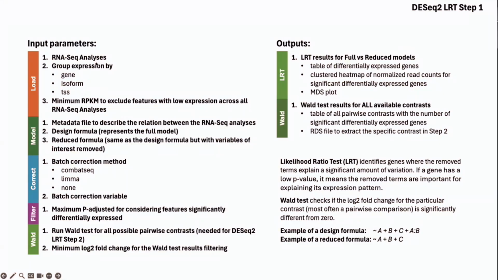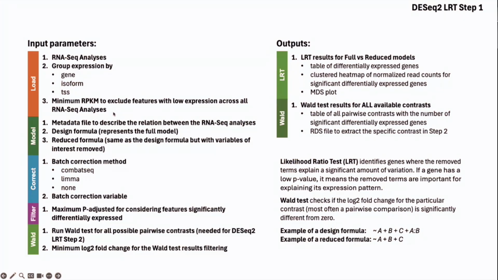So each of these analyses is a separate sample. Then we define what kind of expression we want to use, either grouped by gene, grouped by isoform, or grouped by TSS. The most common is grouped by gene. Then, because we don't want to run the comparison having a lot of zeros, we can filter out the genes that are not expressed.